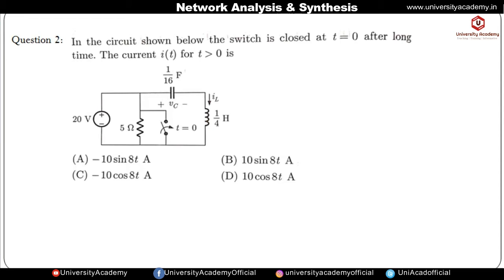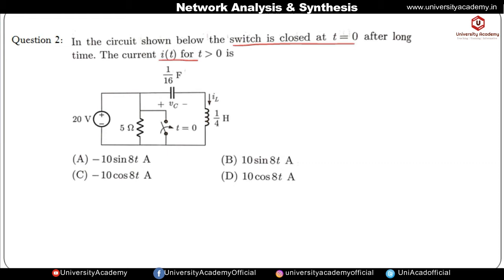In the circuit shown below, the switch is closed at t equal to 0 after a long time. The current I of t for t greater than 0 is what we have to find out, that is the current flowing through this inductor. Now this circuit consists of R, L and C both. Whenever all three elements are present in a circuit, it is better to solve that circuit using the Laplace transform. That makes your calculations much easier.